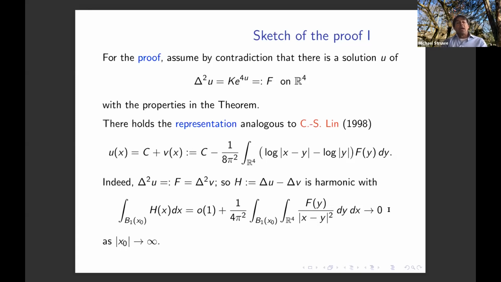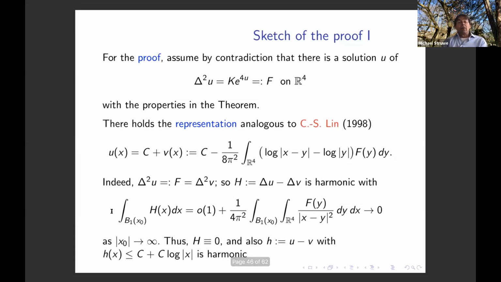And since h is harmonic, h is given by the mean value on any ball. And since the integral on any ball tends to 0 as x0 tends to infinity, h will converge to 0 at infinity and therefore will vanish identically. But that means that also the function little h, which is the difference of u and v, will be harmonic.